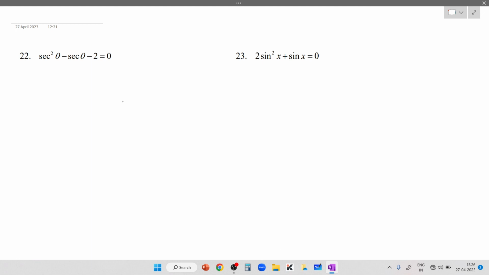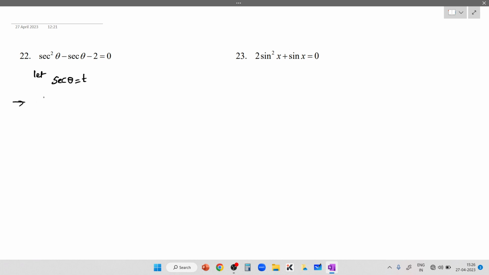Coming to 22nd question. Secant square theta minus secant theta minus 2 is equal to 0. To make it more simplified, since it is a quadratic equation, that means the function secant theta is having the degree 2. So I can take it as some variable t. Let me assume secant theta as some t or some x, whatever it may be.